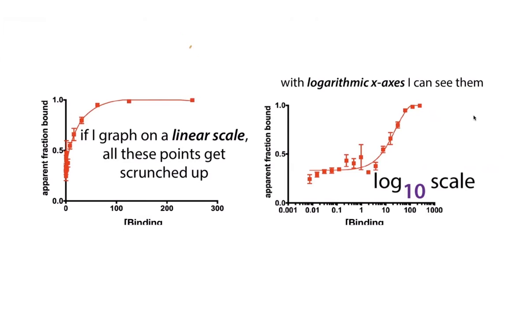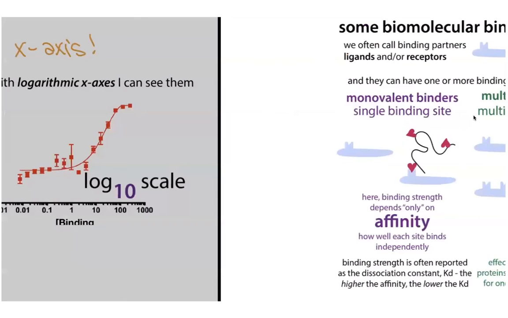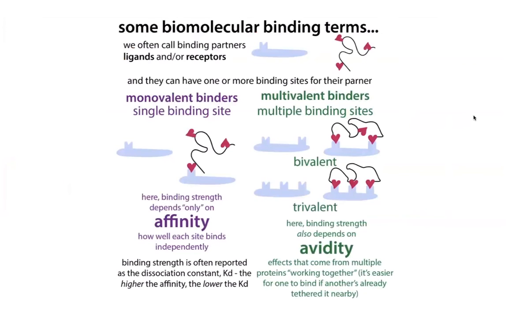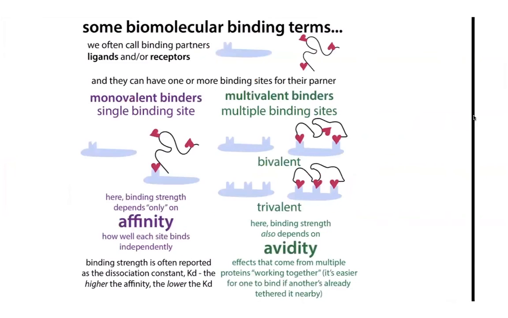Now, you always want to make sure that you're looking at the axis. So look at your x-axis. See if you are in log or if you're in linear. If you're in linear, you should see a hyperbolic graph if there's a single site. And if you're in log, you should see a sigmoidal. You might see a sigmoidal if you're in linear scale, if you have something that has multiple binding sites and shows cooperativity. We'll get much more into this when we talk about hemoglobin.